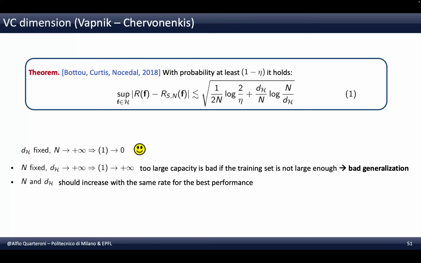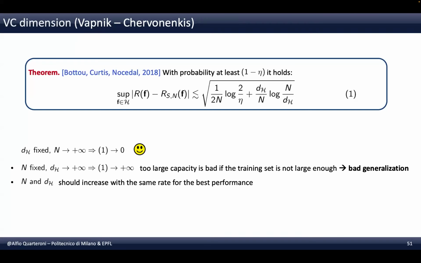If you fix the capacity and let n go to infinity, this is fine. This goes to 0. So for a given capacity, if you let n go to infinity, so you increase the data set, this goes to 0. If we fix the number of training data and we increase the capacity, that's not a good idea. This will go to infinity. So this means that our model has bad generalization properties. It can perform very well on training data, but not on new data.